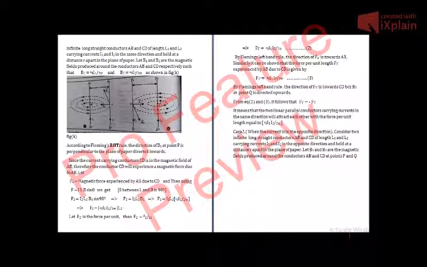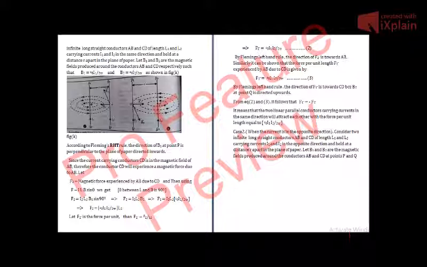Here there is a correction. I am sorry, there is a correction. In the first case, F2 is the magnetic force experienced by CD due to AB. It is CD due to AB, and here it is AB due to CD. In the first case, on your left side, you can see that F2 is equal to magnetic force experienced by AB. It is not AB, it is CD. Force experienced by CD due to AB.